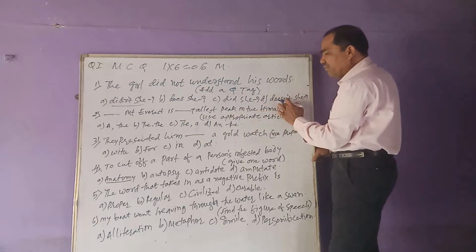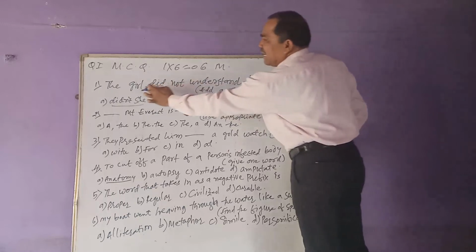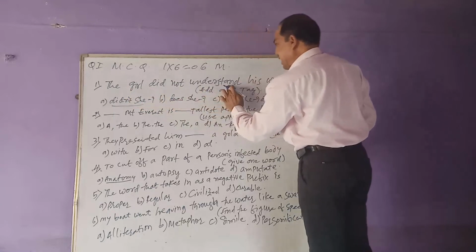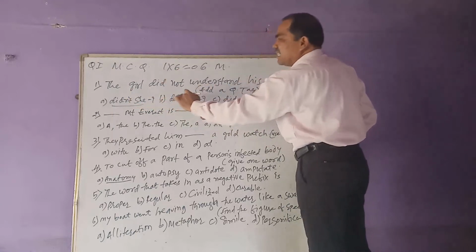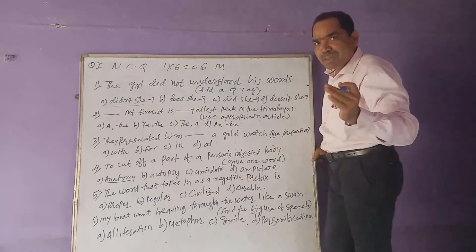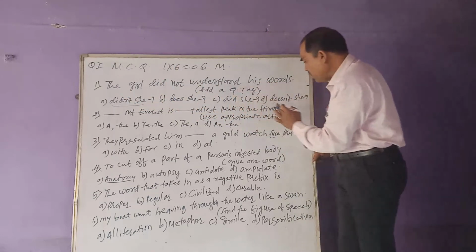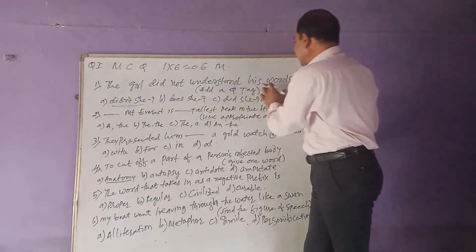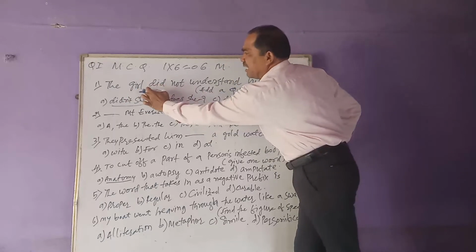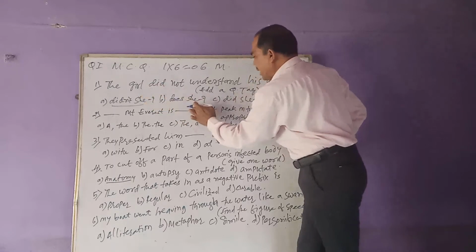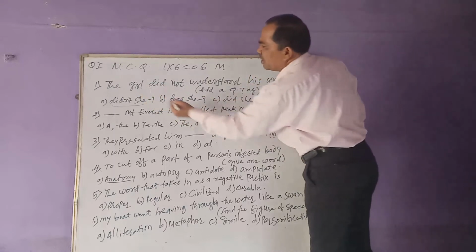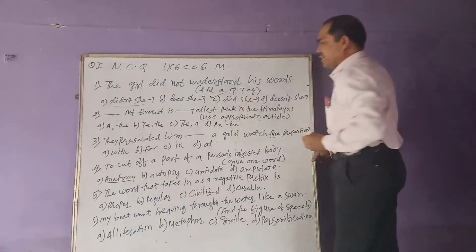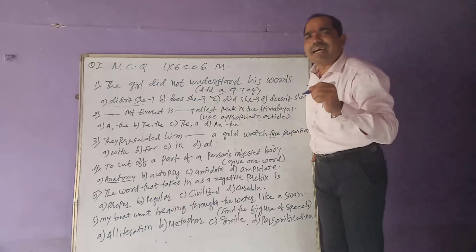If we had to write doesn't she, then the sentence would have to be: the girl does understand. If the girl understands, if such a sentence had been there, then the answer would have been doesn't she. But here the girl did not understand his words, and hence the statement is in negative way. Therefore, the tag must be positive. The real answer is did she. That is the correct answer.